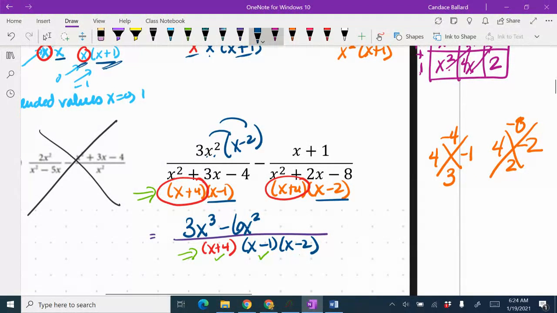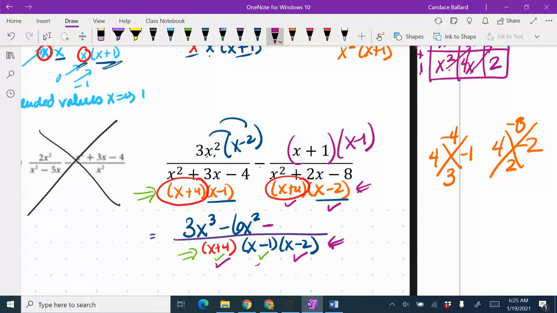Now I'm going to compare my second denominator to my least common denominator. I notice I have the x plus 4. I have the x minus 2. I am missing the x minus 1. So I need to multiply by x minus 1. I need to be careful because I have a negative sign there.